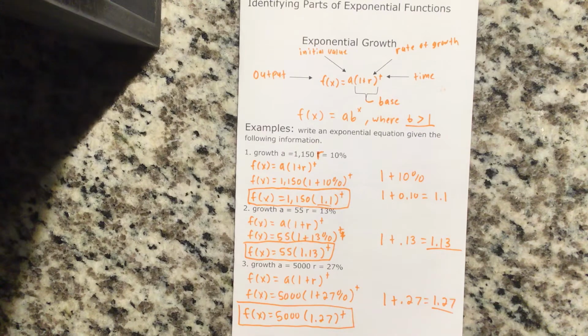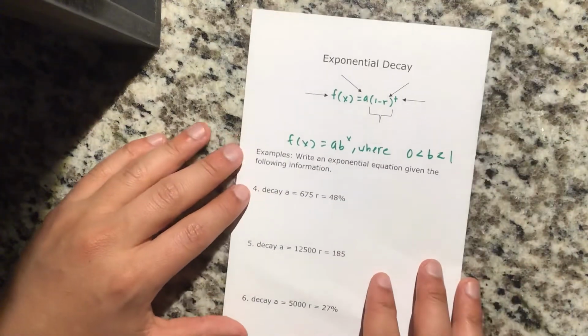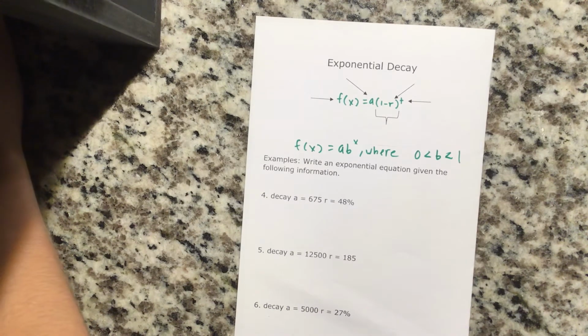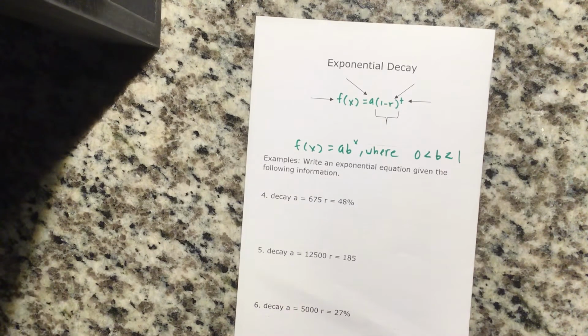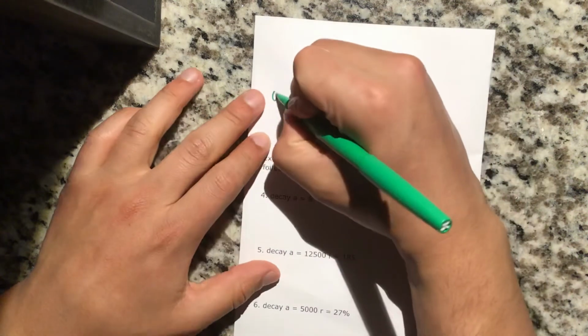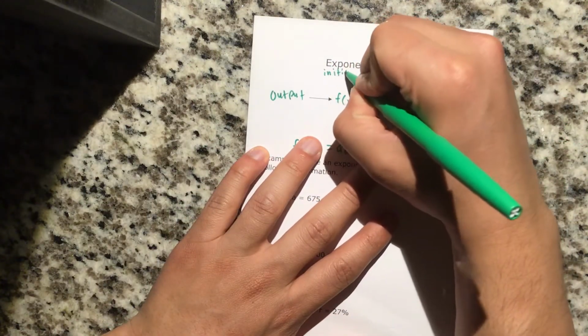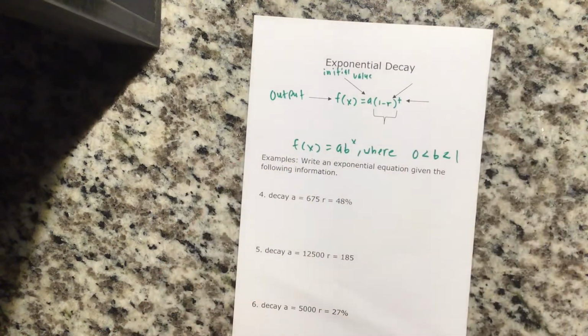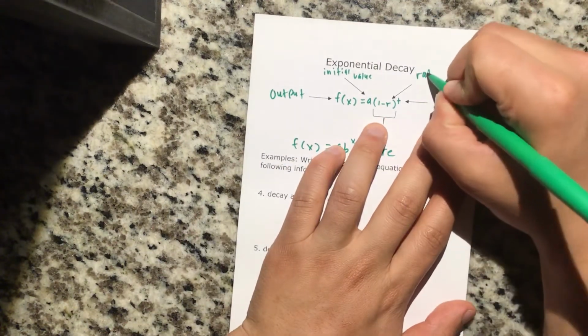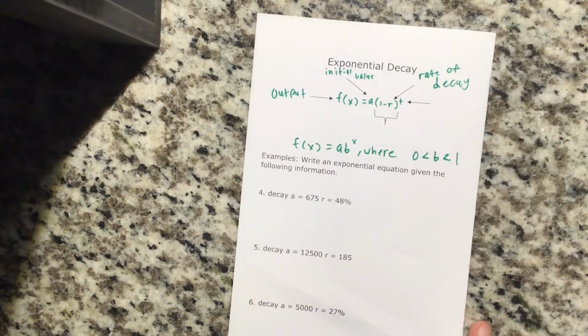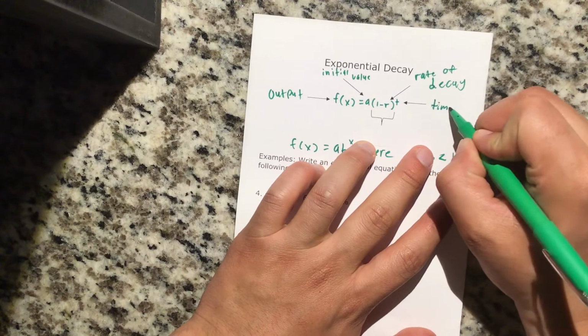Now, on the next page, we are going to be looking at the other type, which is decay, okay? Now, it is very similar. There's just slight differences. So let's start by labeling our parts again, okay? So it's relatively the same thing, right? My f of x, that's still my output. A, that's still my initial value. Okay, and my r is now my rate of decay. Because if you remember, it was our rate of growth. But now, since it's an exponential decay, it's my rate of decay, okay? And then t is time, okay?